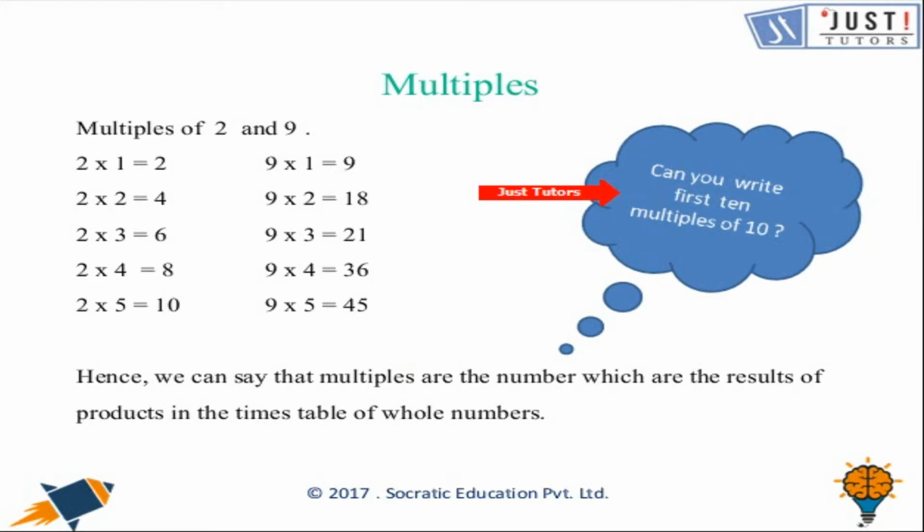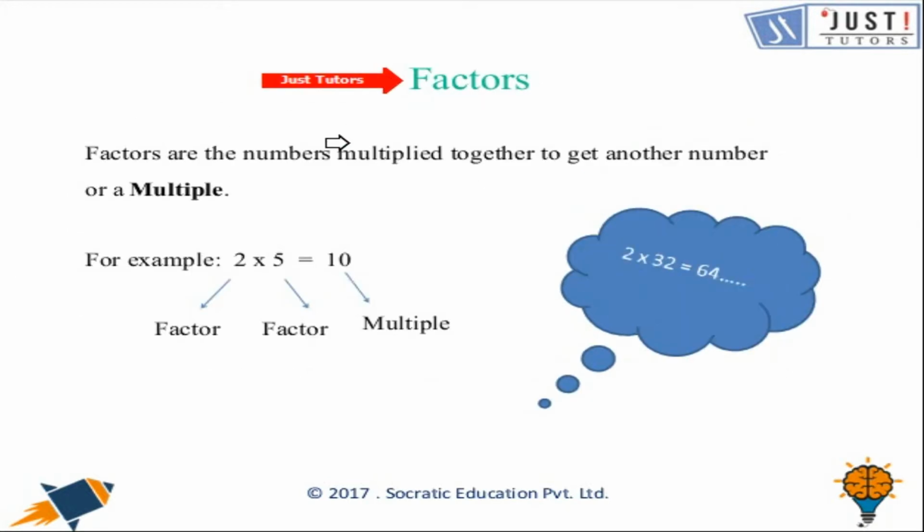Okay, let's move ahead and talk about factors. As discussed a little before, factors are the numbers multiplied together to get another number or a multiple. 2 times 5 equals 10. Here 2 and 5 are factors of 10. And always remember that factors come in pairs. So that's why we say that 2 and 5 are factor pairs of 10.